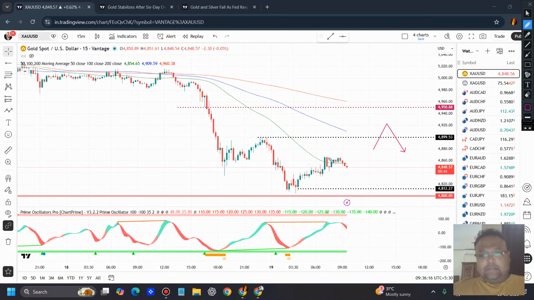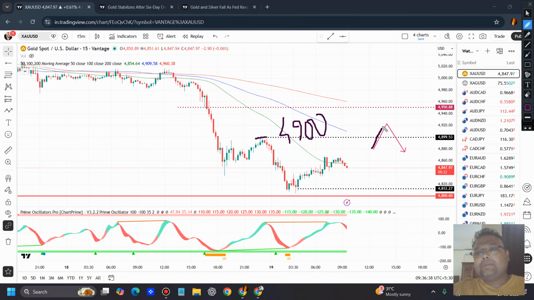So the first level where you can look for a sell position is around 4900. It can be 4895 also. Around this particular area, I feel there is a possibility of selling. Why? Because when the market goes up, the sellers present around the 4900 round number will try to push the market down again.